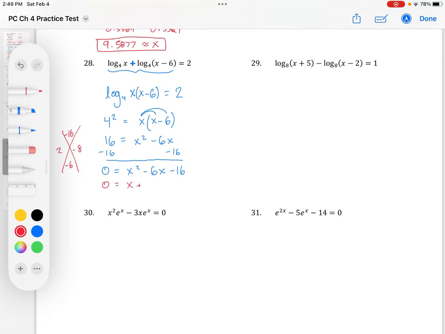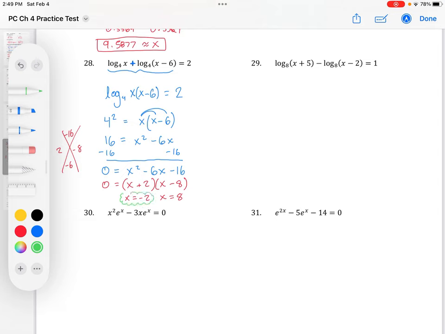So this is 0 equals (x + 2)(x - 8), which gives you the solutions x equals -2 and x equals positive 8. Now, here's what you need to check. Sometimes those solutions might give you something that doesn't work.